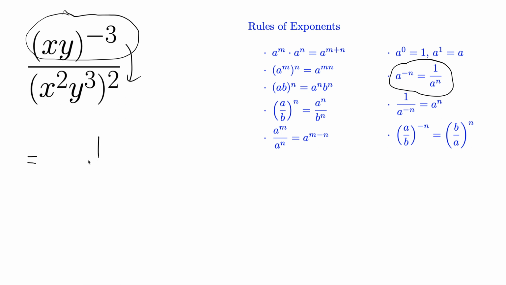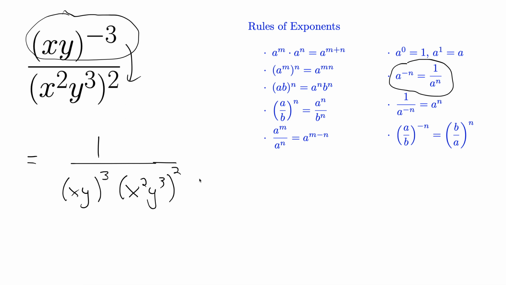Okay, so that gives us 1 over quantity xy cubed. Remember, when you take it down to the denominator, the negative goes away. The negative does not somehow come out to the front as a negative coefficient, or a negative 1 or something like that. All that negative 3 does is bring our xy down to the denominator. Okay, then we have x squared y cubed all to the power of 2.